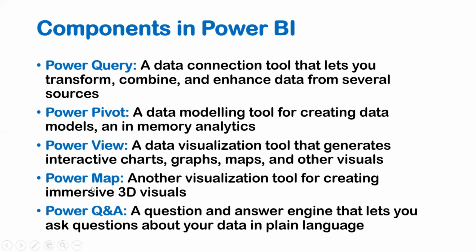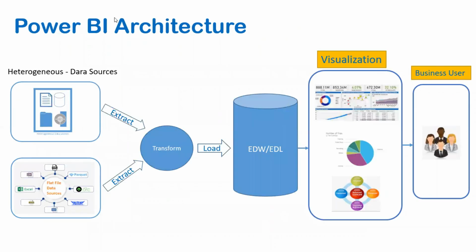We have the Power Map. It's another 3D visual which has all the map capabilities. Whenever we have data for different regions or different countries, we will use Power Map. Then Power QA, where we have questions and answers. It's a layman perspective. If you give input data to Power BI, it will give you the result as a chart. So those are the different components in Power BI.